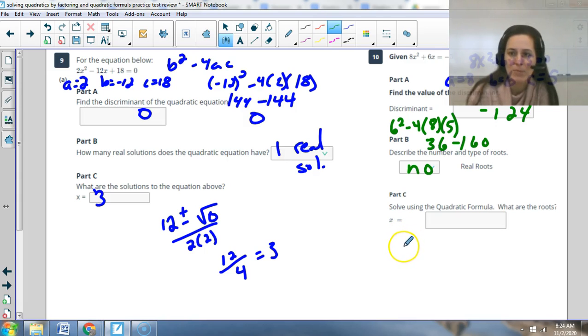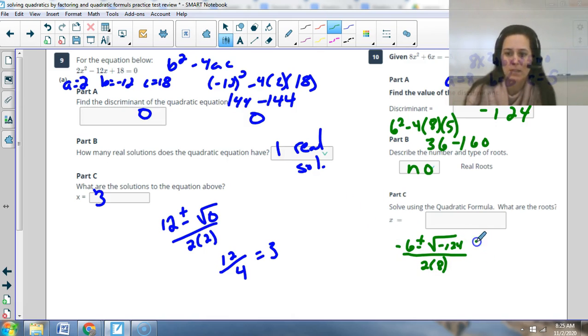So we have opposite of b, so that would be negative 6 plus or minus square root of negative 124 all over 2 times 8. Negative 124 breaks down into factors of negative 1. So the perfect square is 4 times 31. So that comes out to 2i times square root of 31.